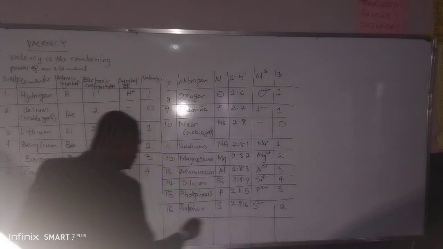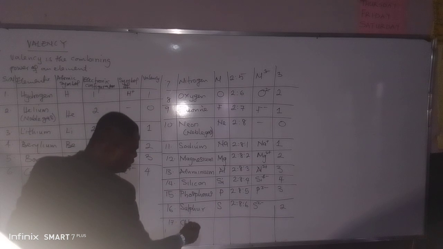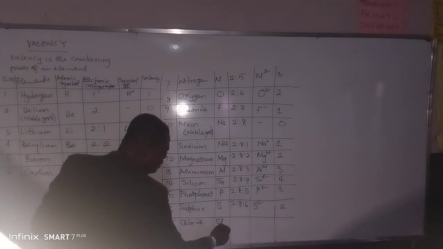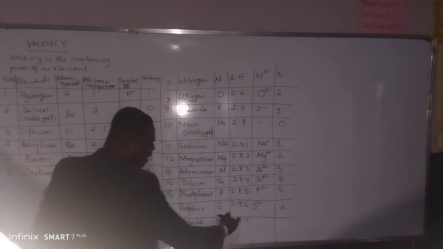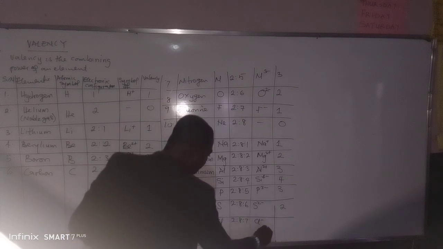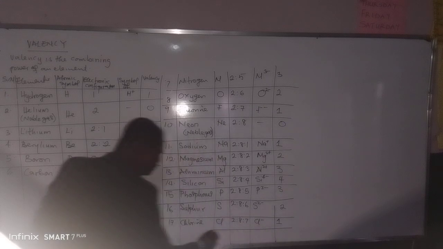Then next one is chlorine. Chlorine is Cl. Configuration is 2, 8, 7. Borrowing 1 to add to this 7 makes it Cl- ion, chloride ion, and the valency is 1.